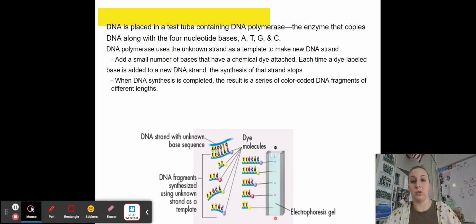After that, with that unknown strand as a template, you can make these bands appear, and then you can use a chemical dye to make it very visible. And then using that information of these color-coded DNA fragments, you are able to determine, okay, this is where the similarities between our known template versus our unknown template occur. And then you can determine how similar those two organisms are.